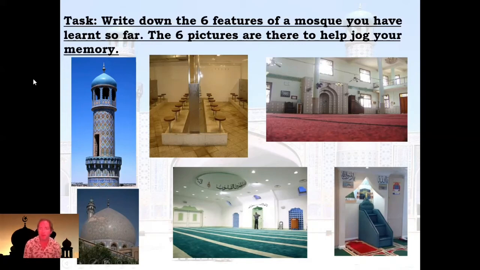Right, welcome back. How did you do? Did you get all 6? So here we go. Top left is the minaret. This is the washroom where wudu is performed. This picture on the top right was the mihrab. Bottom left is the dome, the prayer hall, the middle one, and the minbar is on the bottom right. Well done if you got all those correct and remembered the right words. If not, just adapt it and customize it and improve your work.